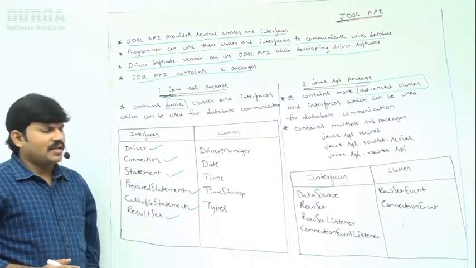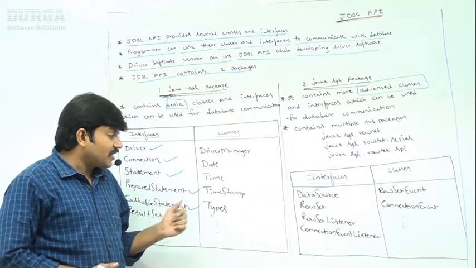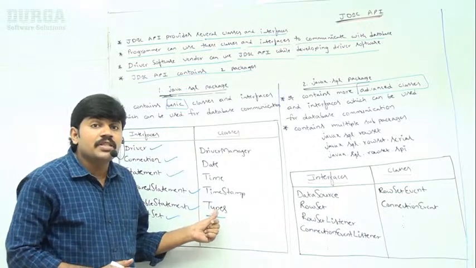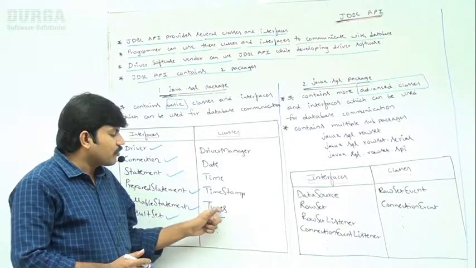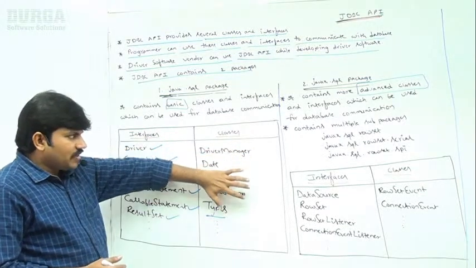What are the various classes? DriverManager is a class. Date is one class. Time is one class. Timestamp is one class. Types is also one class, right? To define JDBC types, we can go for the Types class. This is the basic JDBC terminology, right?